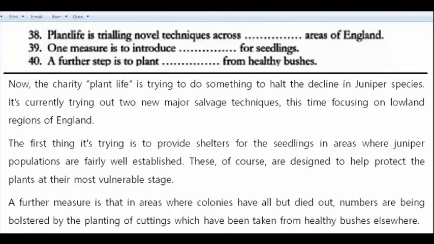Finally, let's look at numbers 38 through 40. Remember, in 38, we're looking for novel techniques and also this company called Plant Life. We're looking for an adjective, some kind of areas. Now the charity Plant Life, so we hear that this is a charity organization. And let's see, new major salvage techniques, this time focusing on lowland areas, okay, lowland regions. So there we have our answer, lowland.